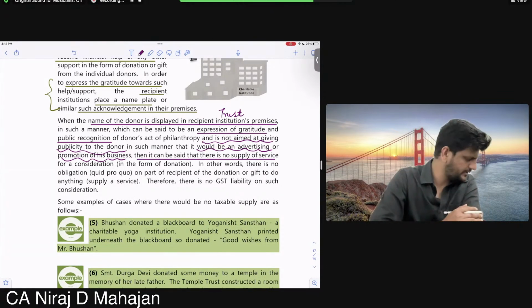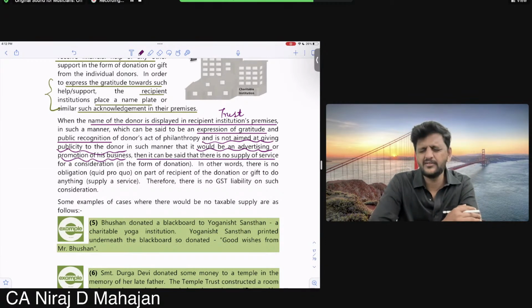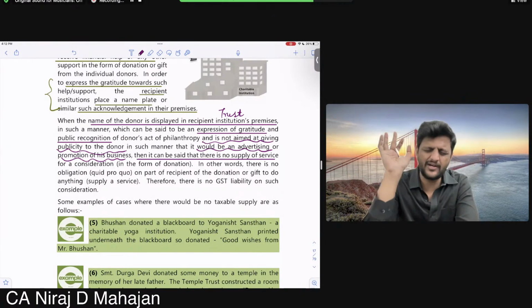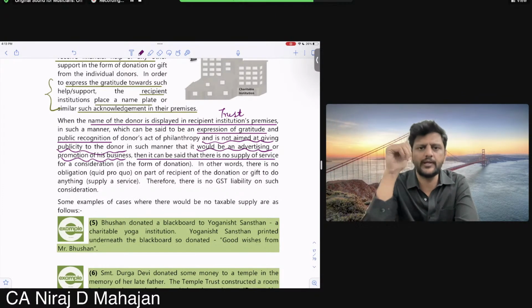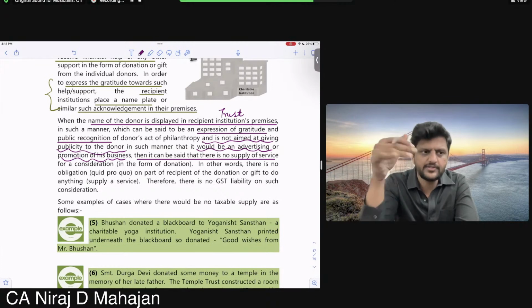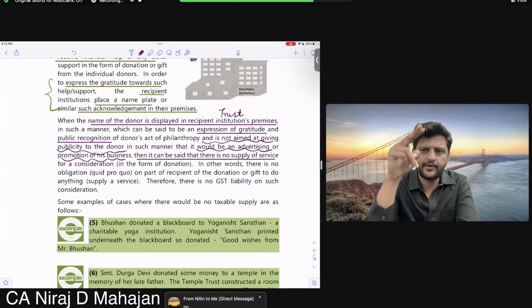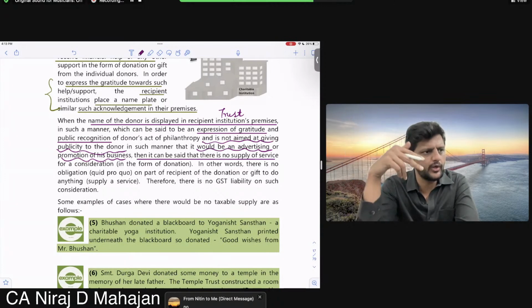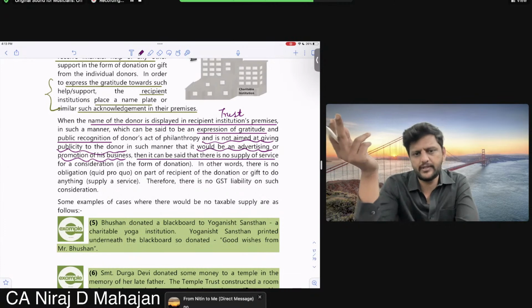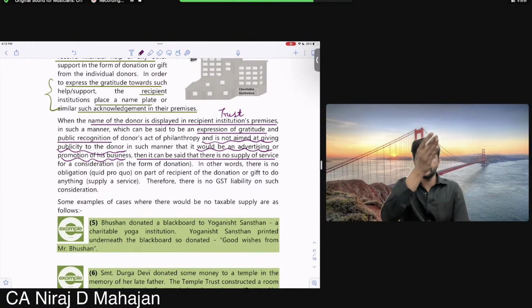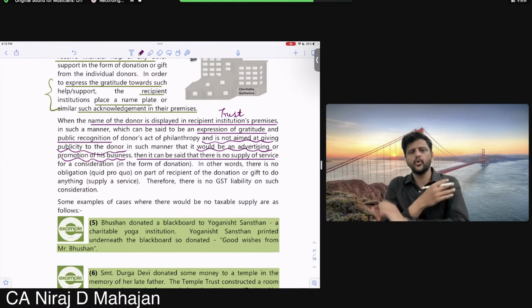Tell me, the trust displaying the name of the donor, is that okay or not okay? Is that a supply or not a supply of service? Trust displaying the name of the donor is not a supply. Trust displaying the name of the donor along with the business of the donor, so it looks like an advertisement, that will be a supply. Donor gave donation, trust promoted the donor.